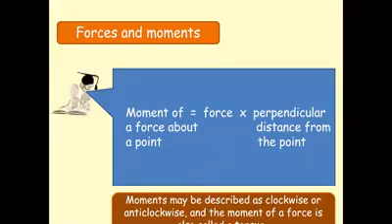Moment of a force about a point is given as force times the perpendicular distance from the point. Moments may be described as clockwise or anti-clockwise. And the moment of a force is also called a torque. Okay, so moment is given as force times the distance from the pivot.